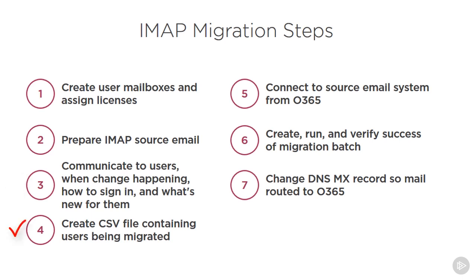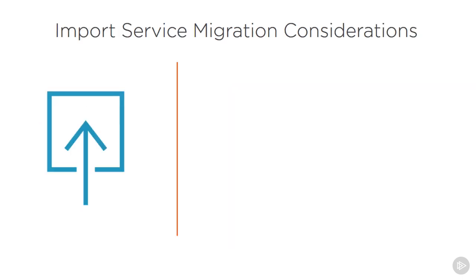We're going to create the CSV file containing all the users being migrated. We'll connect to their source email system from within Office 365. We need to establish a connection between the source and the destination being Office 365. And then we're going to create, run, and then verify the success of the migration batch. Again, we can batch these people up so we're not migrating a gazillion people at one time. We'll also have to modify our DNS MX record, so all of the mail now will be routed to Office 365. So as we go through this process, we're seeing similar steps as we complete these migrations.